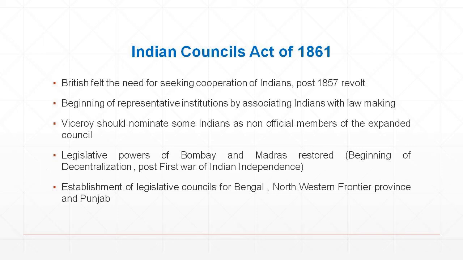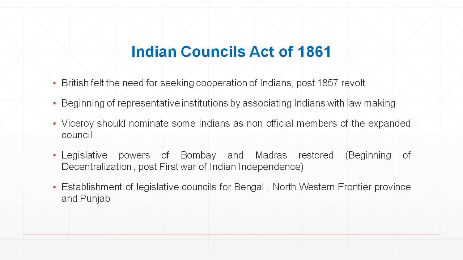Point number three, it also provided for the establishment of new legislative councils for Bengal, northwestern provinces, and Punjab, which were established in 1862, 86, and 97 respectively. So now we have new provinces of northwestern provinces and Punjab. Earlier you had only Bengal, Madras, and Bombay. So there is some kind of a legislative devolution here. So each region is being recognized that you are a separate region and you can make your own laws.